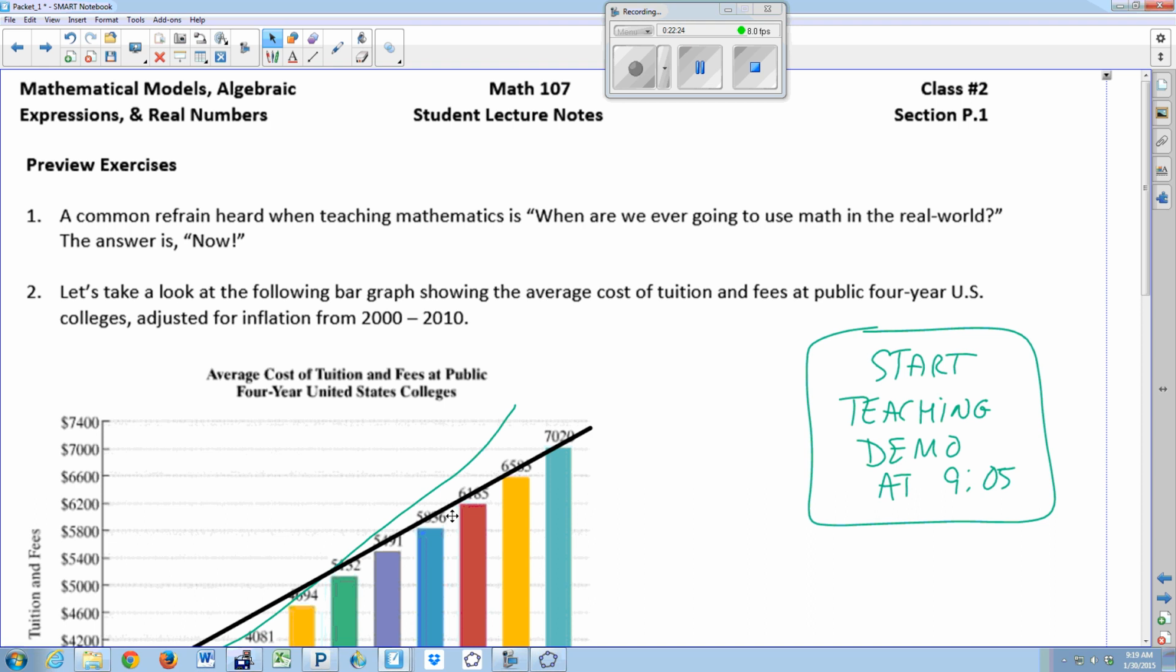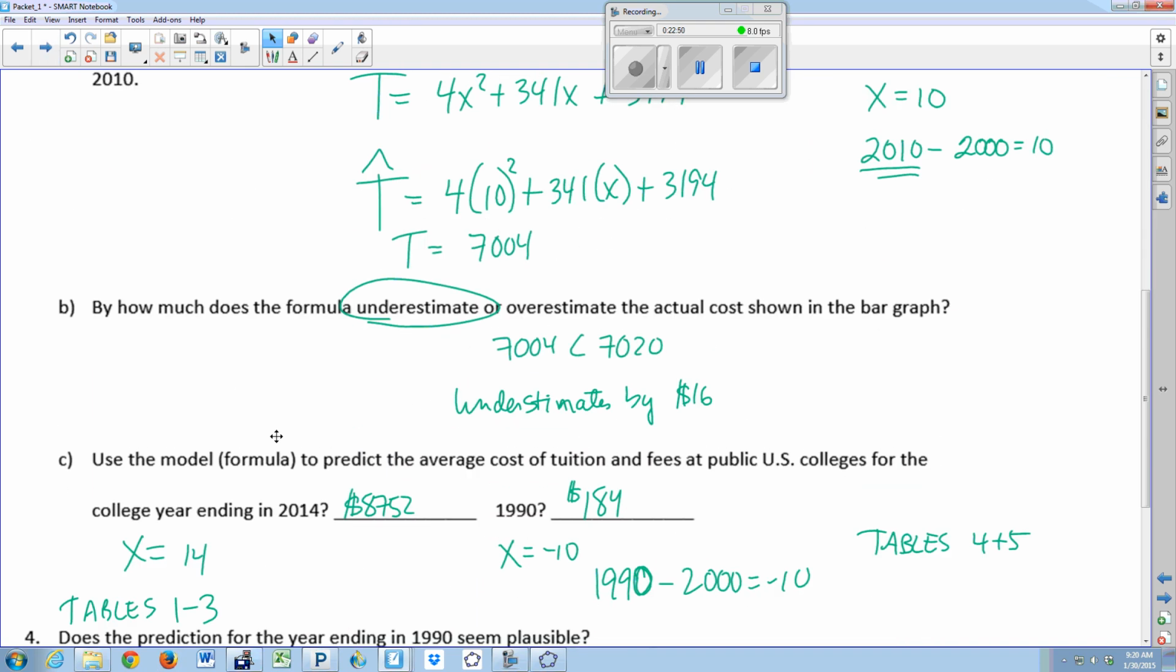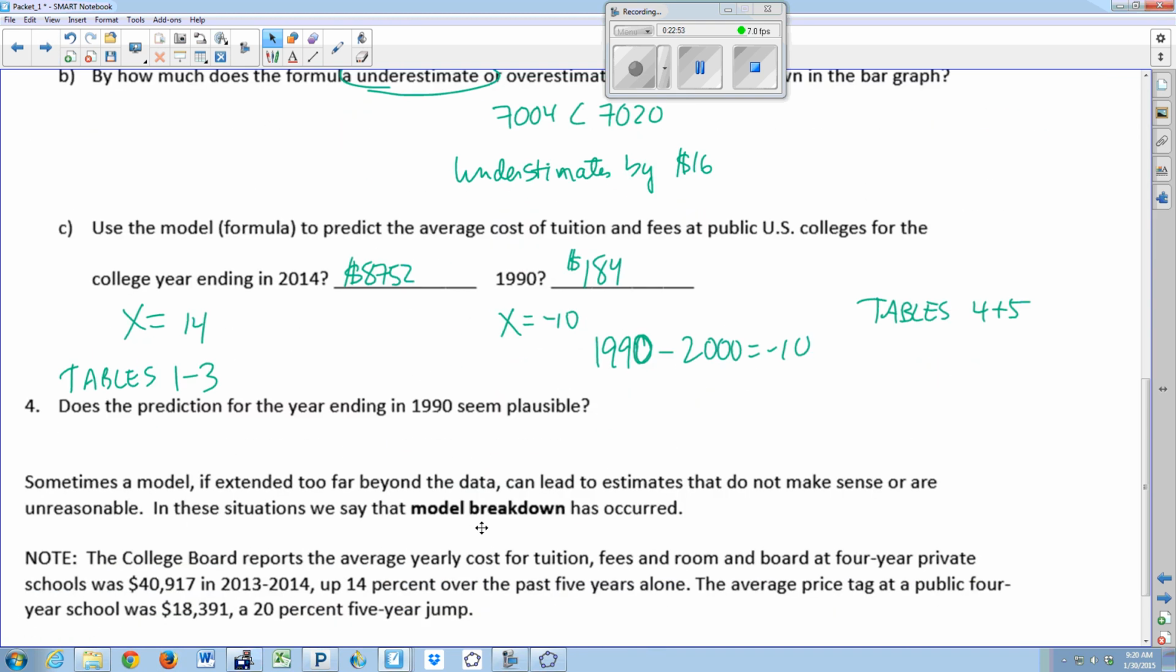So this model is based on this information. It may not represent what's happening out here. It could increase more rapidly, and it certainly didn't decrease that rapidly. It probably really levels out in the years prior to 2000. It wasn't as steep a decline as what our model represents. So you always have to be careful when you're using a model. And so what we would say here about this answer, and this is the language you would use, is we would have a model breakdown. That's what it's called. The model's breaking down on either end.